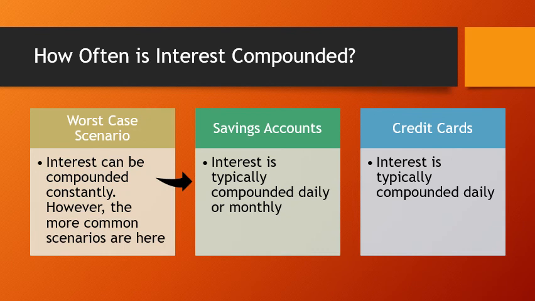So how often is interest typically compounded? Most of the time, interest on a savings account is going to be compounded daily or monthly. More than likely, it's going to be compounded monthly, but there's going to be an occasion where you'll find a savings account that will compound it daily. On a credit card, you're more than likely going to have interest compounded daily. In the worst case scenario, the interest on a credit account may be compounded constantly, which is bad, very bad.